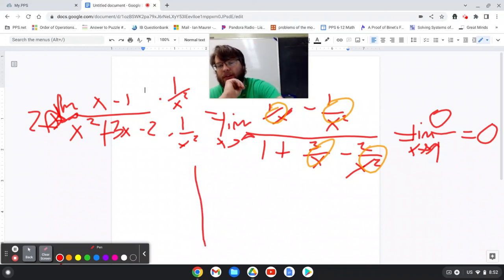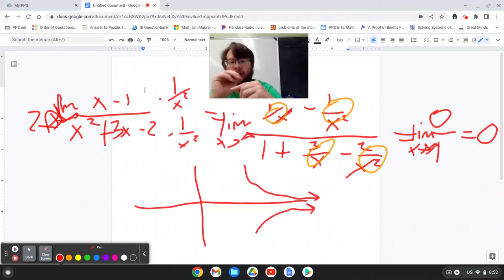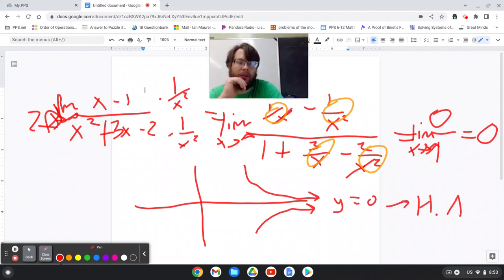Just real quick, graphically, what that means is as I go really far to the right, my function is going like that, or possibly coming up from the negatives. So the value y equals 0 is called your horizontal asymptote. So that's just a nice connection if you're looking at the graph.